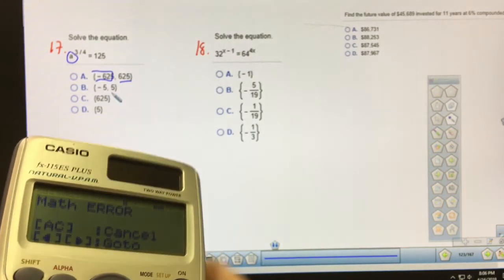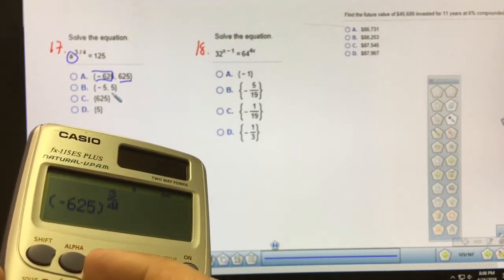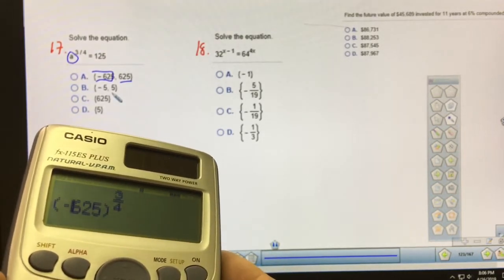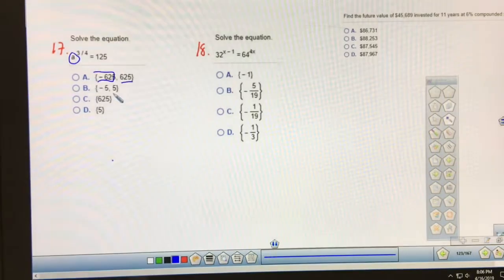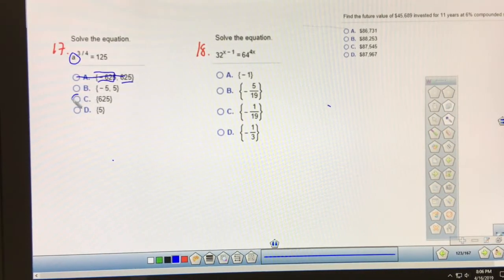Notice I get an error message. So that means it can't be -625. I just back arrow into the original problem, and I'm going to change that to just 625 to the 3/4, and notice that works. And it actually equals the 125. So it can't be choice A, it has to be choice C.